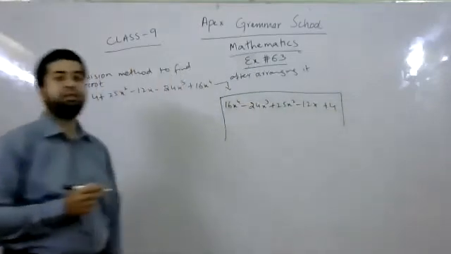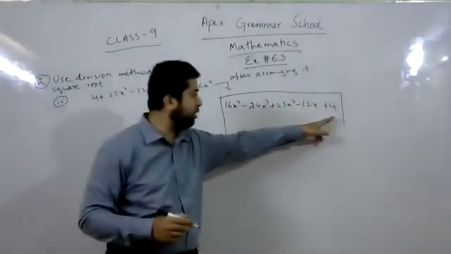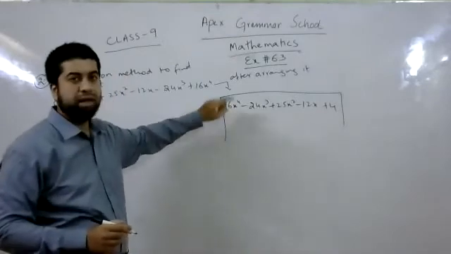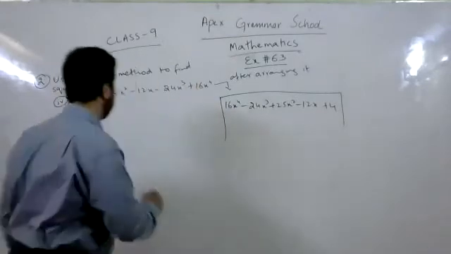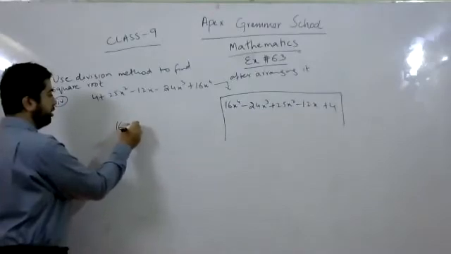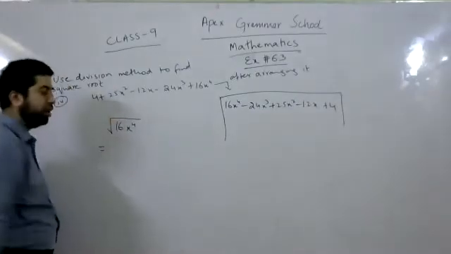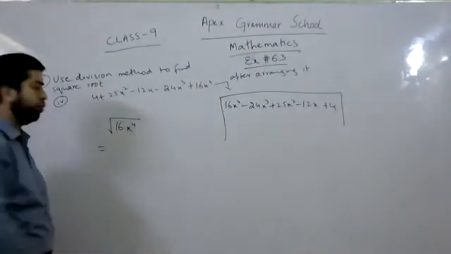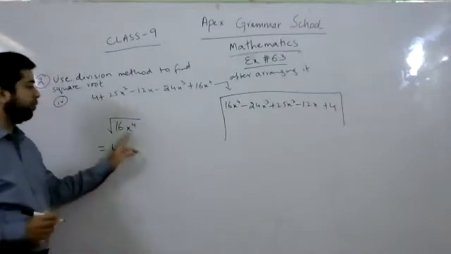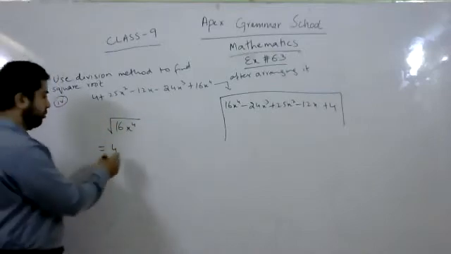The first step is the very first expression, that is this. Find the square root of it: 16x raised to the power 4. What is the square root of it? The square root of 16 is 4, 4 4s are 16. The square root of x raised to the power 4 is x square.